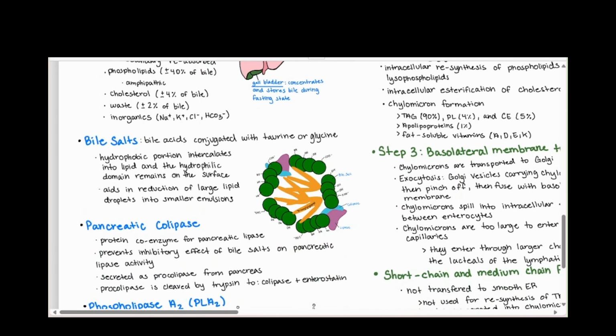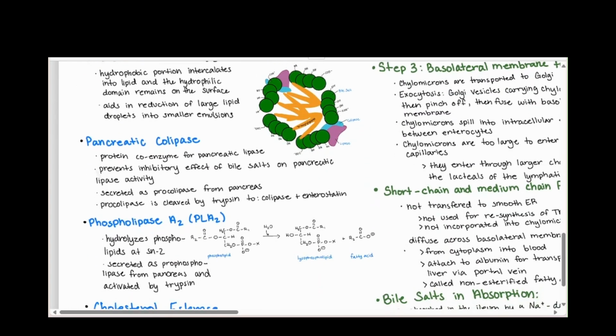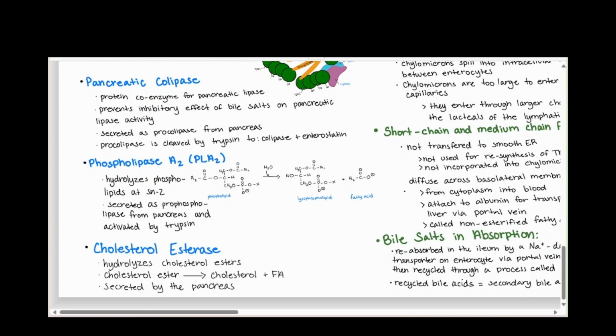The bile salts, which are bile acids conjugated with taurine or glycine, reduce large lipid droplets to smaller emulsion particles. Pancreatic colipase acts as a coenzyme for pancreatic lipase, countering bile salt inhibition. Additionally, other enzymes contribute to lipid digestion, such as phospholipase A2, which hydrolyzes phospholipids at the SN2 position to yield lysophospholipid and a free fatty acid, while cholesterol esterase breaks down cholesterol esters to free cholesterol and a fatty acid.